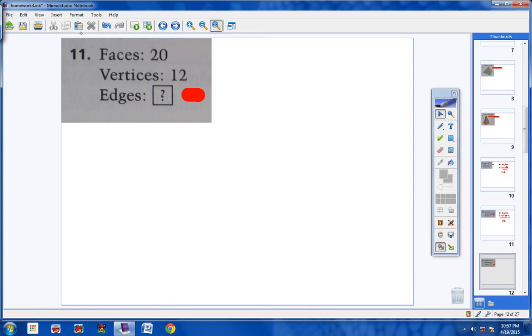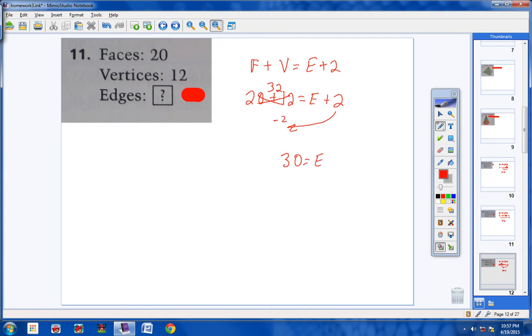Number 11. Same formula again. For the F, I'm going to substitute 20. For the V, I'm going to substitute 12. E is E. We're looking for how many edges the polyhedron has, plus 2. Well, guys, 20 plus 12 is 32. Now bring this 2 over and make it a negative 2. 32 minus 2 is 30. So E equals 30.